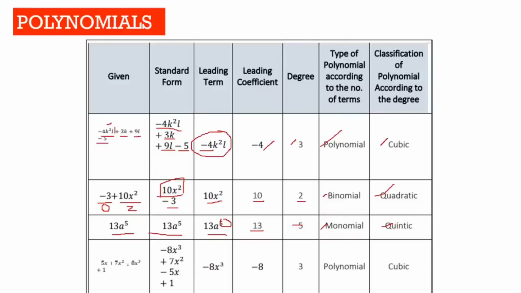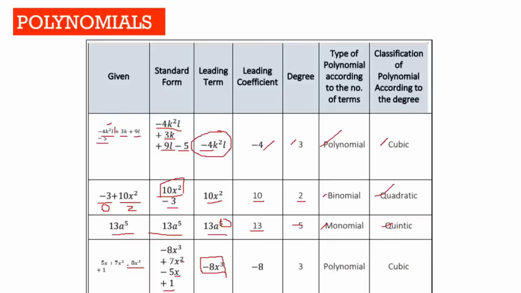From that, we can identify negative 8x cubed as the leading term because the exponent of the literal coefficient is 3. The next term is 7x squared with 2 as the exponent or the degree, followed by negative 5x, followed by plus 1. And then the leading term is negative 8x cubed.